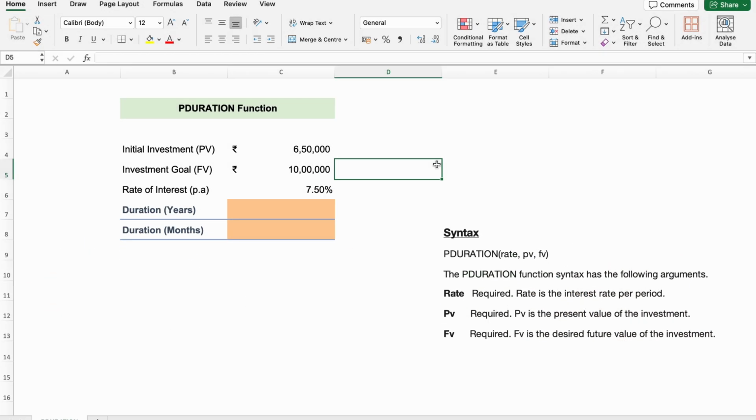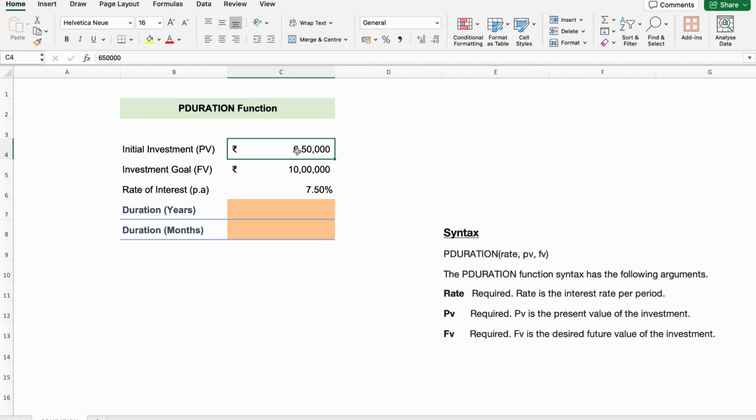Here we have the syntax of the PDURATION function. If you look at this syntax, it is PDURATION, within the parenthesis you have rate, comma, PV, comma, FV. All these arguments, that is rate, present value, and future value, are required arguments. And all these arguments should be positive. Now, look at this example.